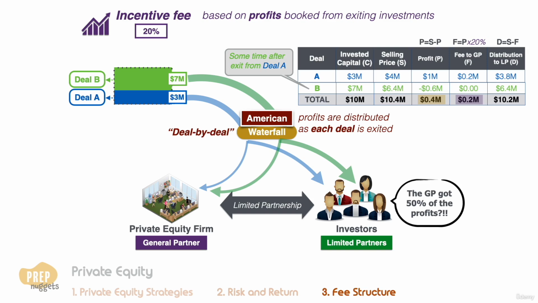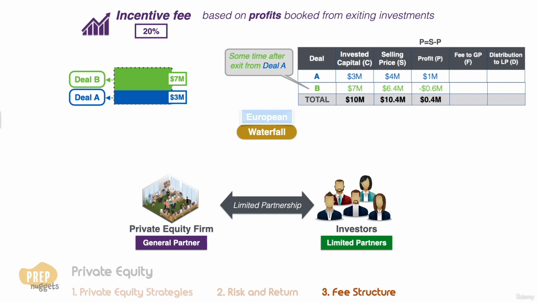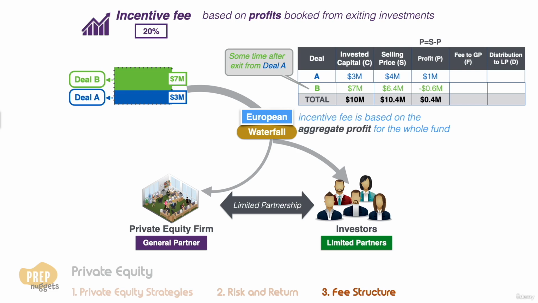partnership agreement. Now let's see how the European waterfall arrangement differs. Essentially, the incentive fee is determined based on the aggregate profit for the whole fund, not on a deal-by-deal basis. This is also called a whole-of-fund waterfall. So, based on 20% of the $400,000 profit, the incentive fee to the GP should only be $80,000.